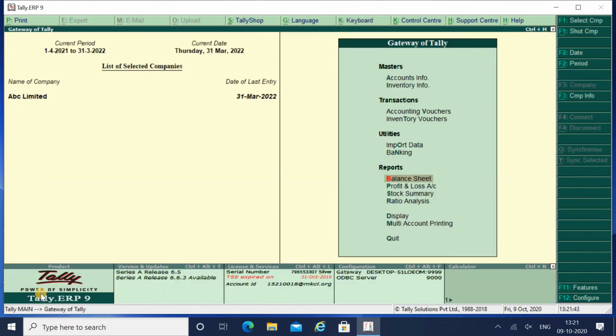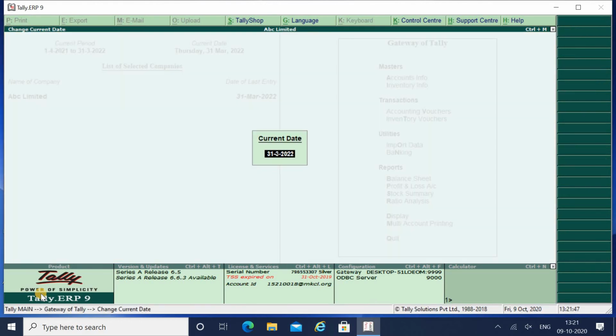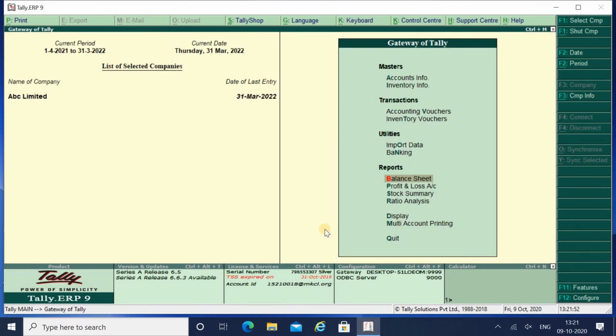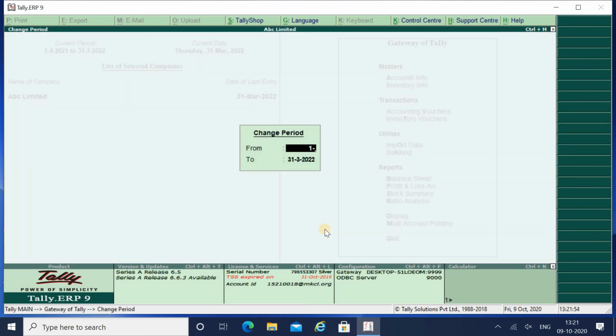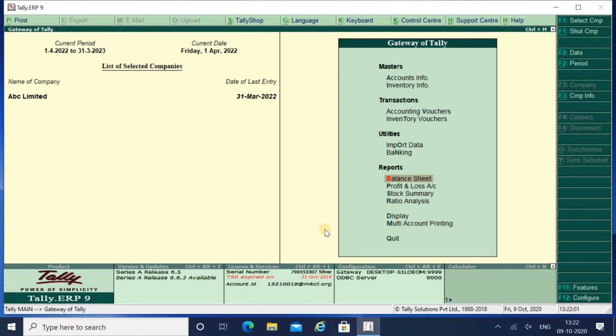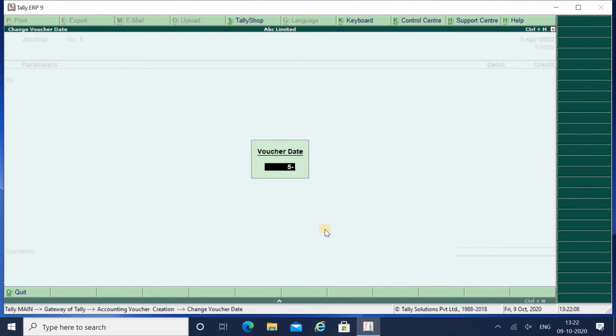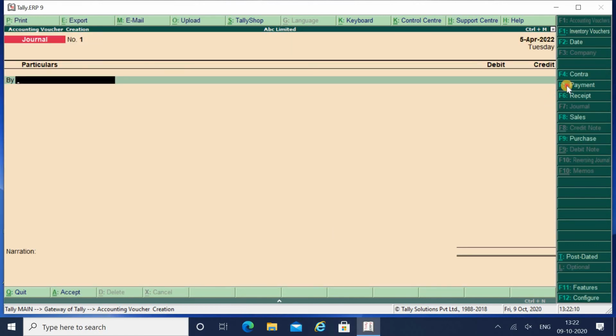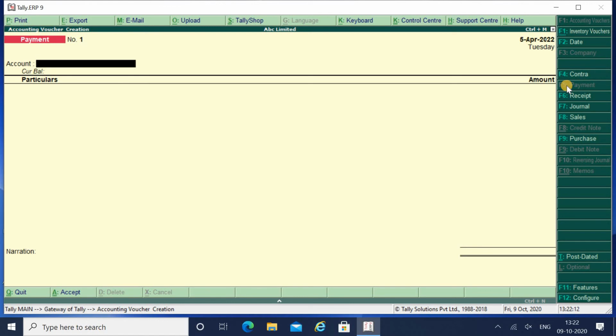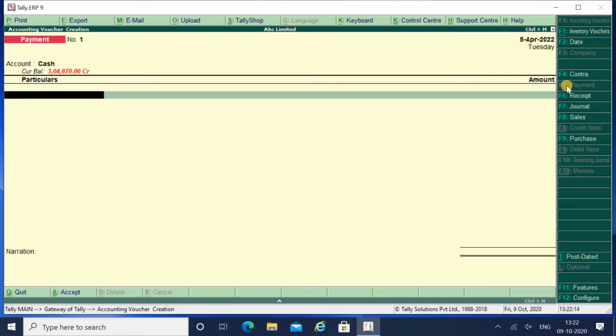So what will be the effect of this provision? How will we make the payment of this provision? Now just change the financial year. Now you are supposed to make the payment on 5th April, so I will give the date as 5th April. Select the payment voucher. Suppose I am making it as a cash payment.